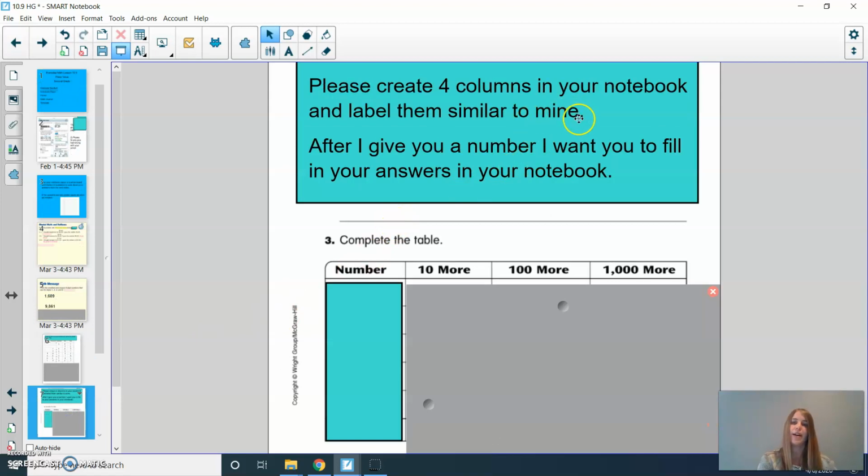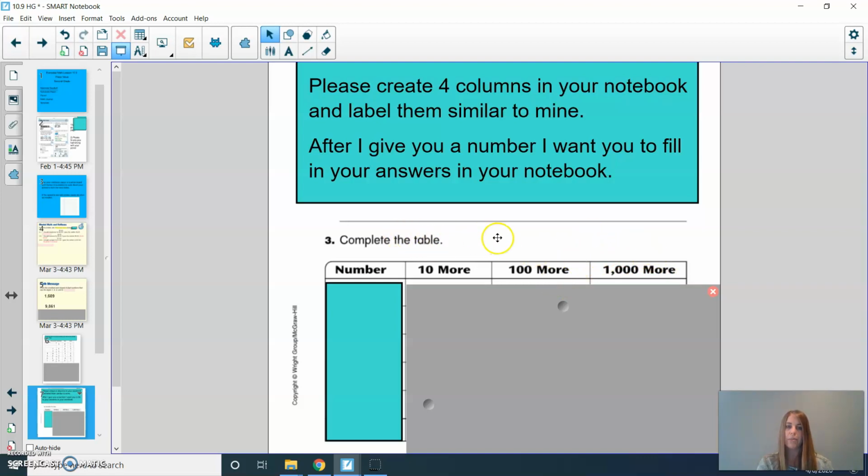Now for this next one, I want you to write in your notebook. I want you to set your page up kind of similar to mine. So can you create 4 columns in your notebook? Sometimes it's nice to first divide your paper in half and then divide it in half one more time. At the top of each column, if the first one, if you can write the word number and then write 10 more, 100 more, and 1,000 more.